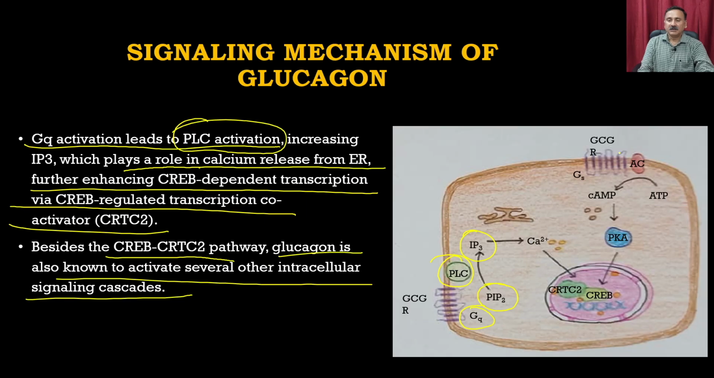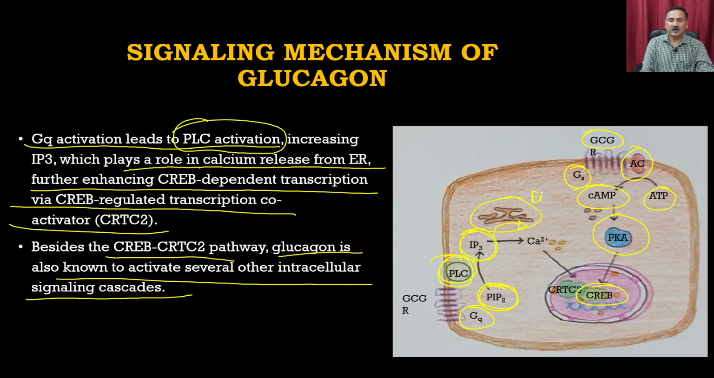So basically, this receptor GCG is actually having the GS and GQ proteins. When they get activated, the GS is going to activate the adenylyl cyclase, which is going to convert the ATP into the cyclic AMP. Cyclic AMP will go and bind to the protein kinase A, and the protein kinase A is going to activate the CREB. Similarly, GQ is going to activate the phospholipase C, and the phospholipase C is going to start converting the PIP2 into IP3, and IP3 is going to activate the endoplasmic reticulum.